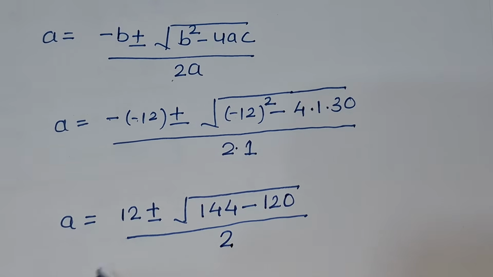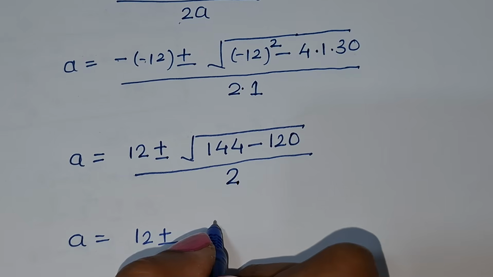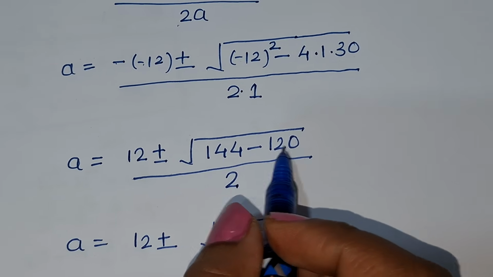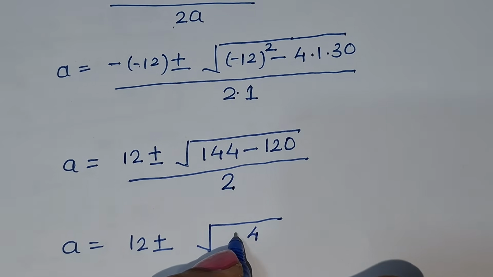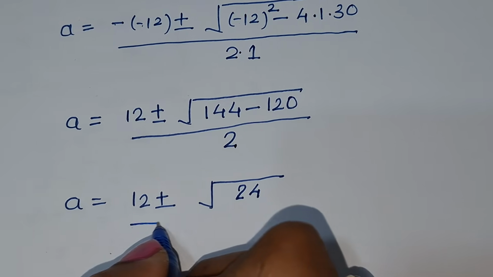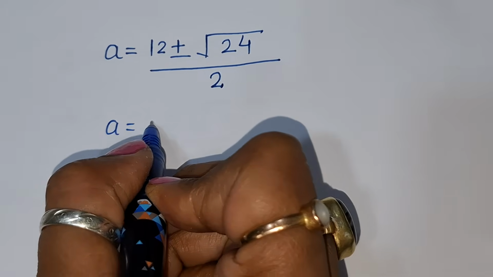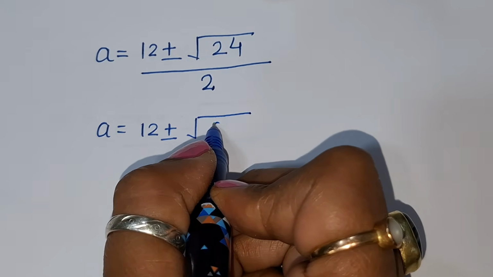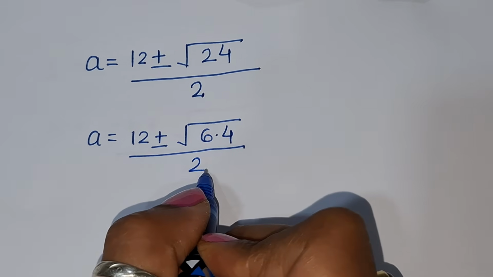Right? Now a is equal to 12 plus minus square root of 144 minus 120. So that is 24, divided by 2, right? Now a is equal to 12 plus minus square root of 24. So we can write this one as 6 times 4, 6 fours are 24, divided by 2.